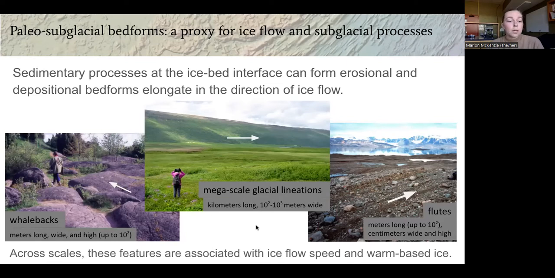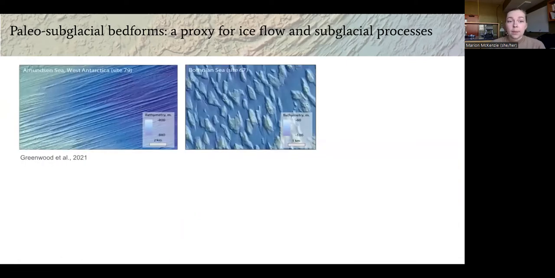But across all scales, these features can be associated with ice flow speed and warm-based ice. And what I mean by associated with ice flow speed is that if we look at this image on the left, these features are much longer, or have a higher elongation ratio, which is a bed form's length to width metric, which indicates that the ice that created these features must have been moving faster than the ice on the right to create bed forms that were much shorter.